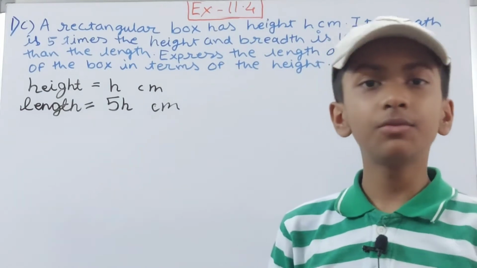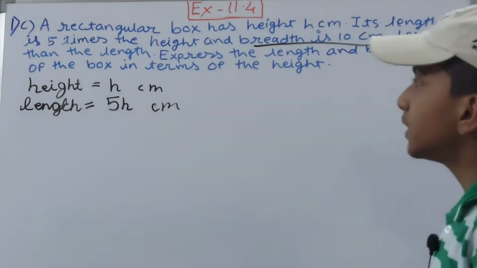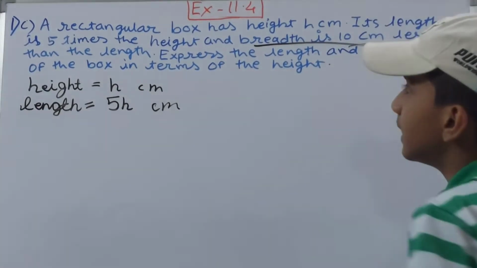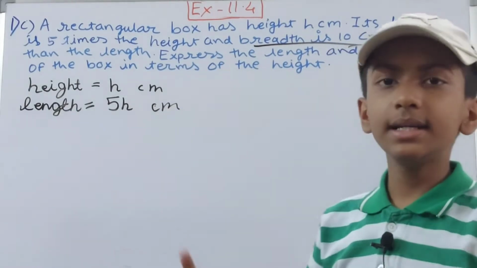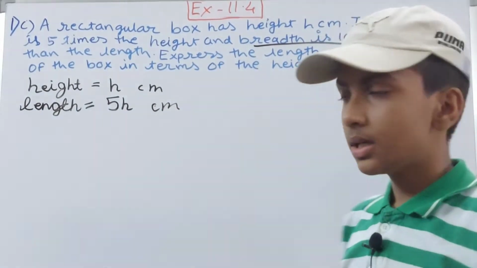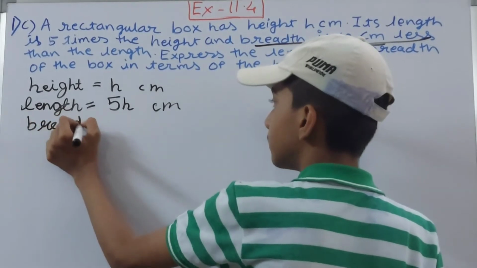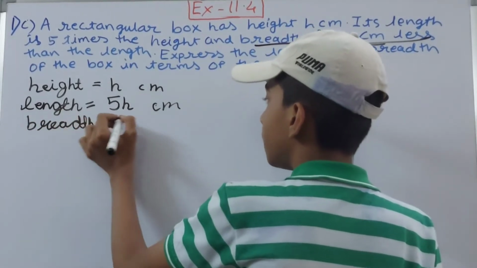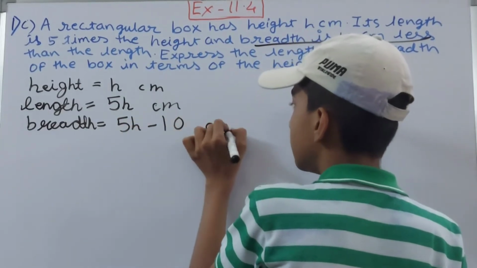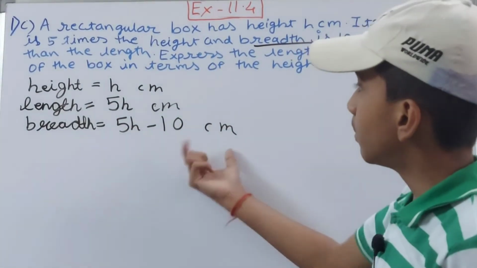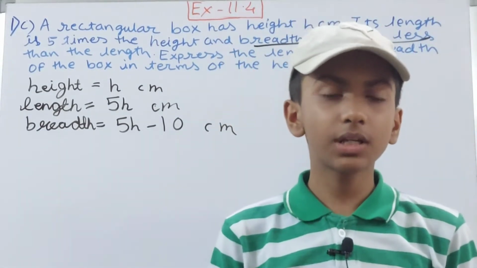And now you have to see for breadth. Now what has it given for breadth is that you can see breadth is 10 centimeters less than the length, right? So length is what? 5h centimeter and 10 centimeter less than this. For that we will subtract, so breadth will be 5h minus 10 centimeters, right? This will be the breadth of your rectangular box. Let's move on to the next part.